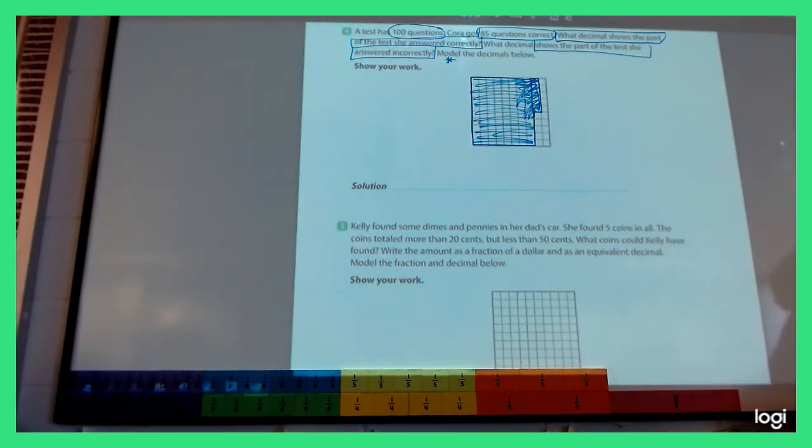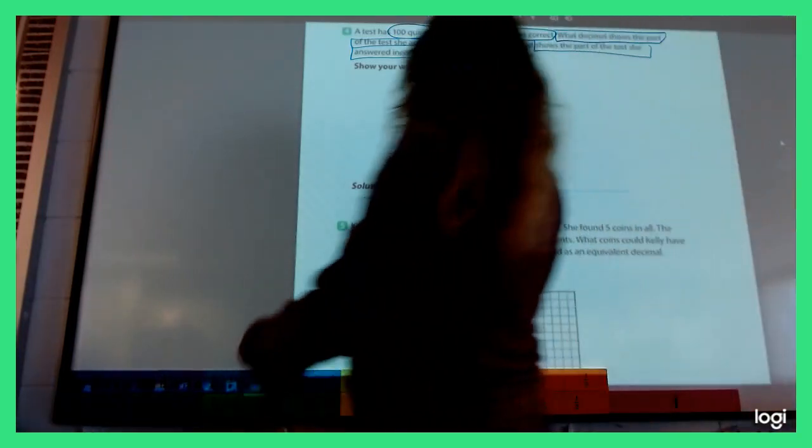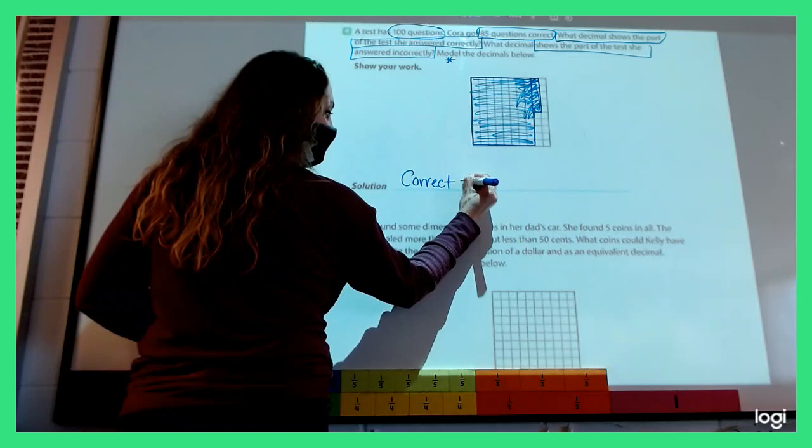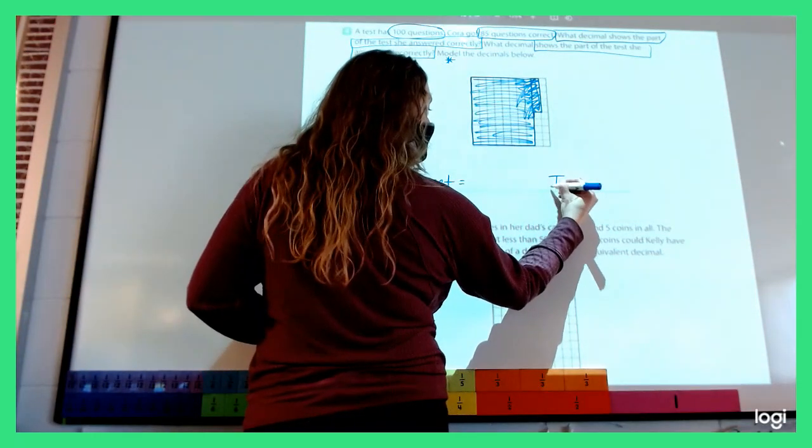All right. So we modeled it. And now we need to say what decimal shows the part she got correct. So for my solution, I'm going to write correct with an equal sign and leave some space and then incorrect.